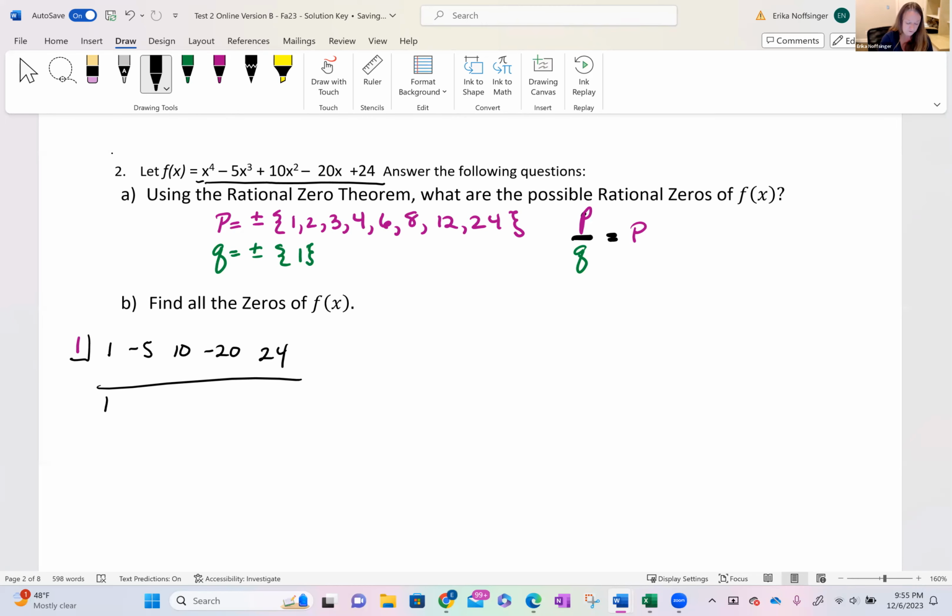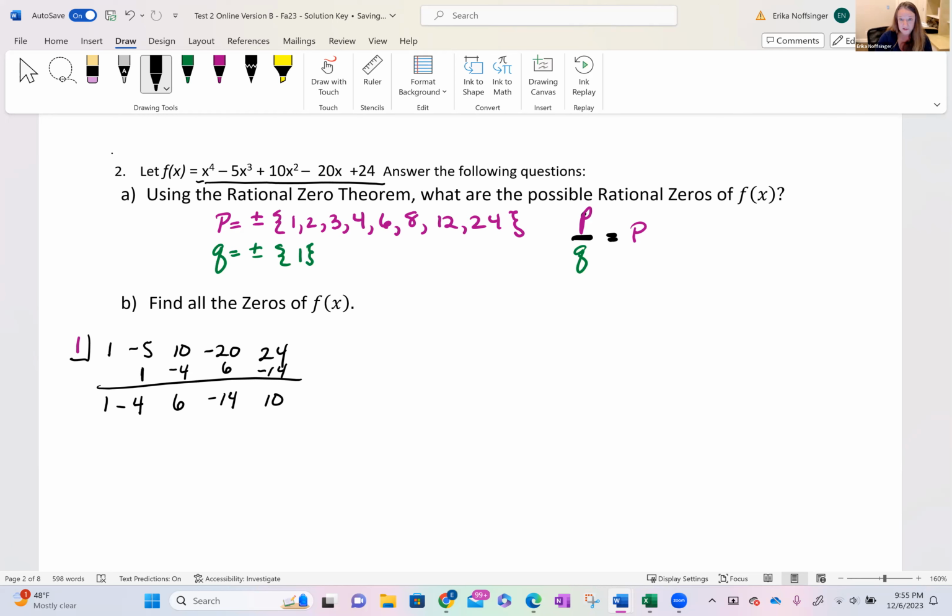Bringing down our first coefficient of 1, we multiply by the number in our box. So 1 times 1 is 1, and we put this underneath the next number. -5 plus 1 is -4. 1 times -4 is -4. Summing this, 10 minus 4 gives me 6. 1 times 6 is 6. -20 plus 6 is -14. -14 times 1 is -14. Plus 24 gives me 10. It's not 0. My remainder is not 0. So this is not a zero of this polynomial.